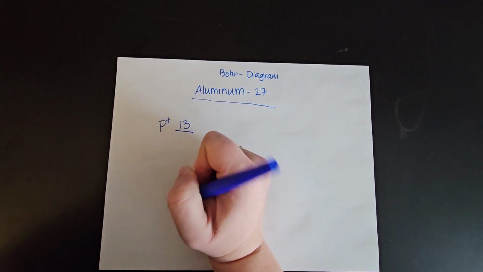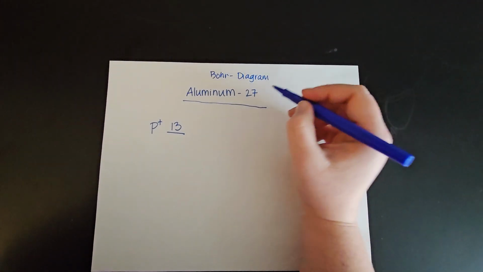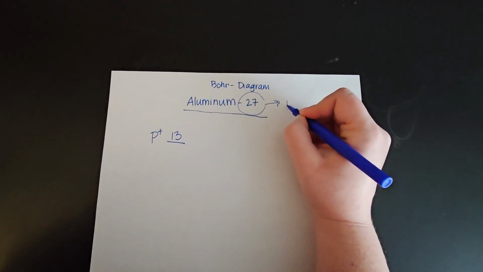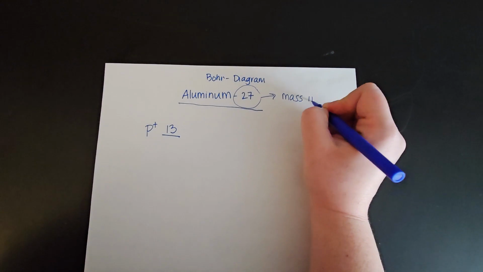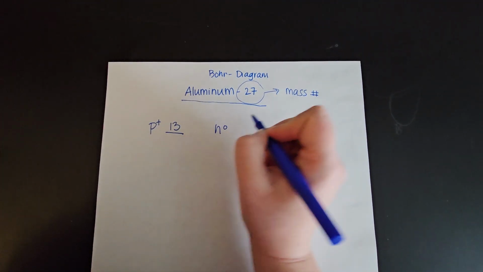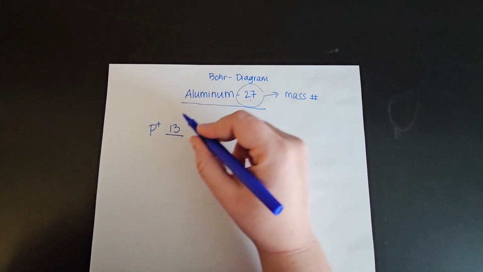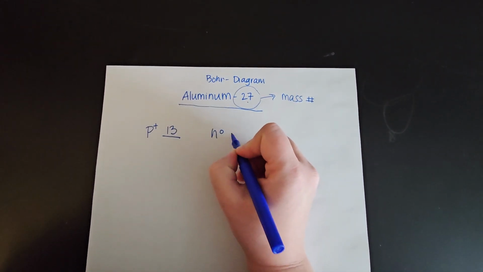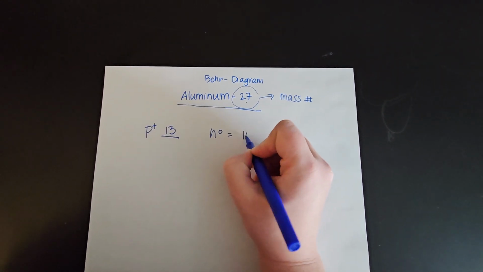Next, we determine the number of neutrons by subtracting. This number right here is the mass number. So to find the number of neutrons, we take the mass number minus the number of protons. So 27 minus 13 is 14.